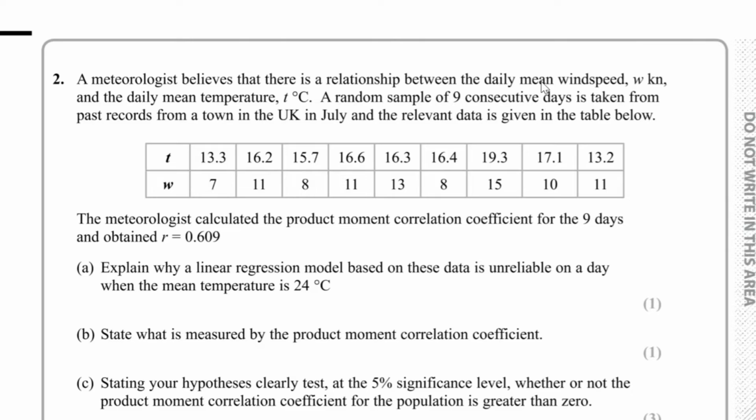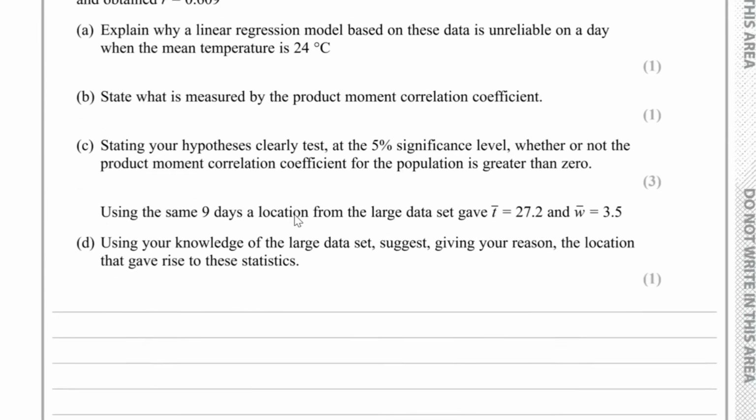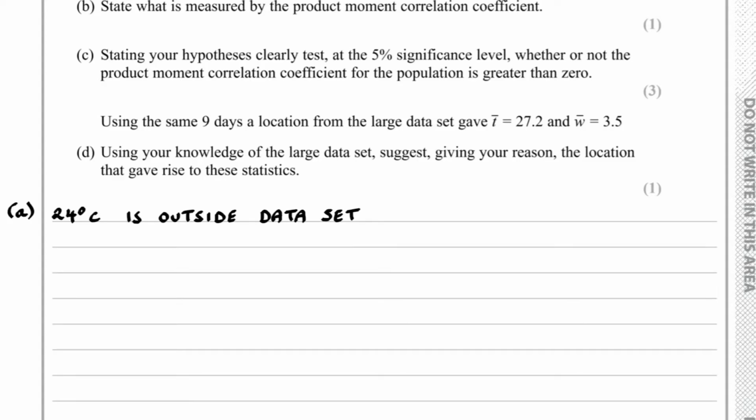Question number 2. A meteorologist believes that there is a relationship between the daily mean wind speed W kiloknots and the daily mean temperature T degrees C. A random sample of 9 consecutive days is taken from past records from a town in the UK in July, and the relevant data is given in the table below. So we've got T and W values, and the meteorologist calculated the product moment correlation coefficient for the 9 days and obtained R equals 0.609. For part A, we have to explain why a linear regression model based on these data is unreliable on a day when the mean temperature is 24 degrees. Well, if I take a look at the data here, what you can hopefully see is 24 degrees is outside the dataset. And so if we were to use the 24 degrees, we would require extrapolation, and therefore it's unreliable.